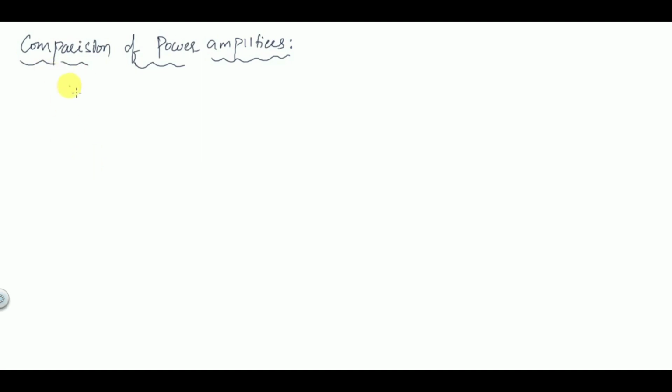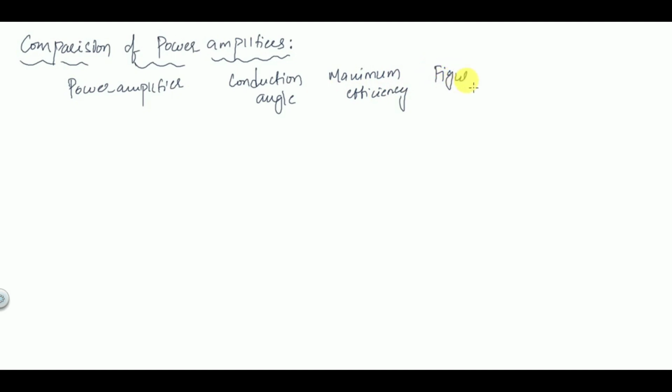So we'll write it in tabular form. First, the type of power amplifier. Second is conduction angle. Next is maximum efficiency, and the last is figure of merit.